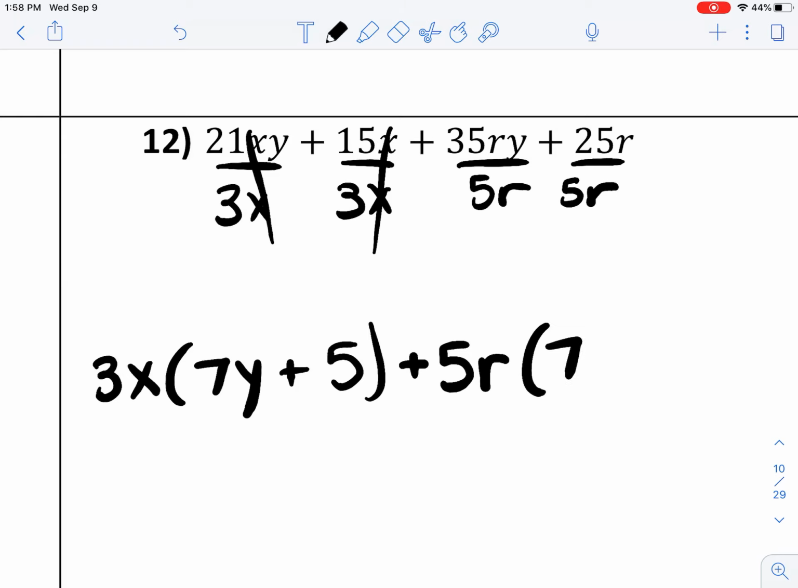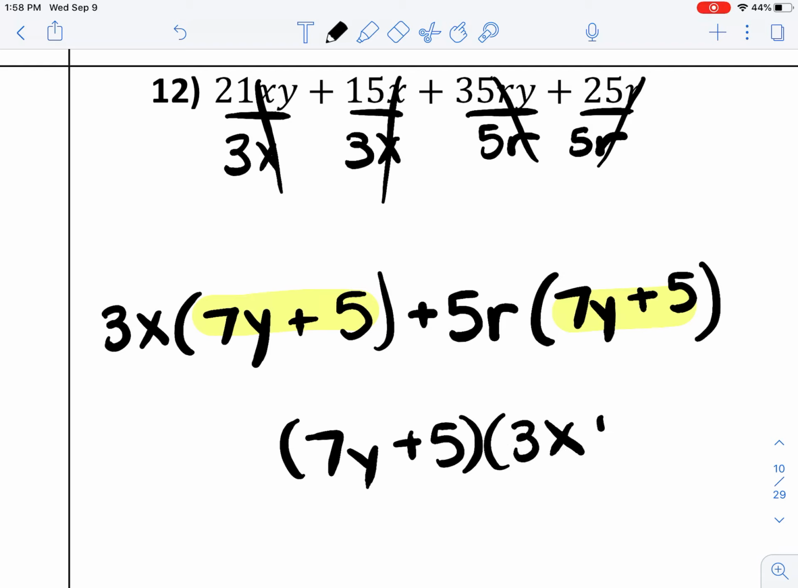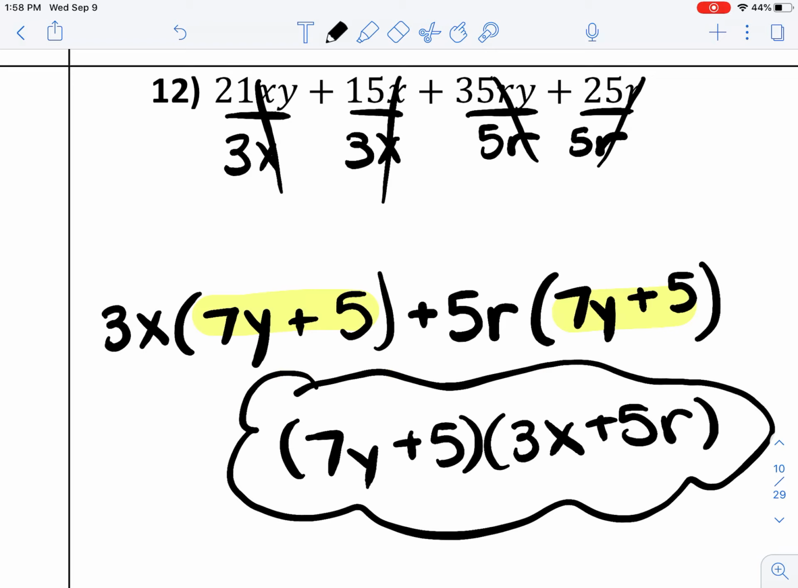35 divided by 5 is 7, my r's cancel, leaving me with y, plus 25 divided by 5 is 5, so my r's cancel there as well. Now my parentheses match, so that gives me 7y plus 5 and 3x plus 5r. And we're done. Now you can do homework number 0.4.